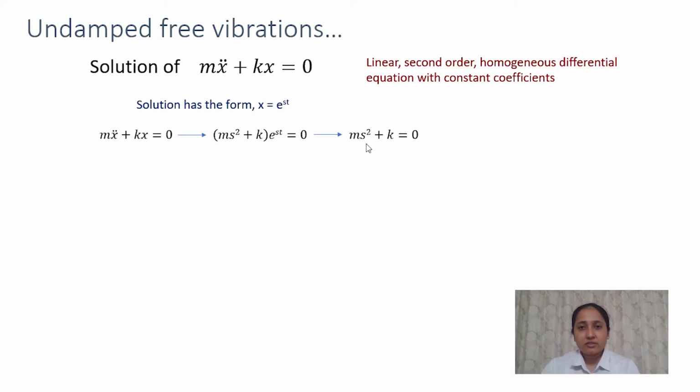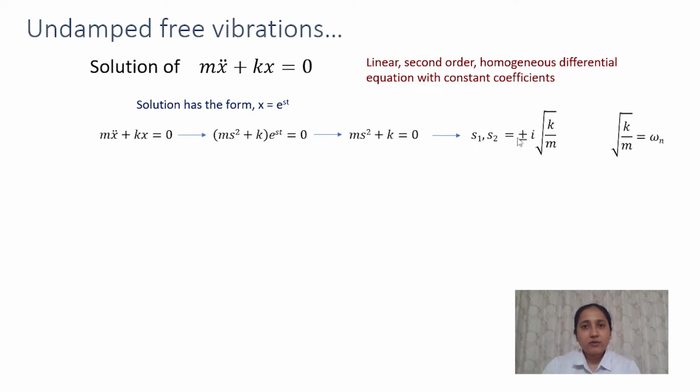If we solve it, we will get two values for s, two complex conjugate values. s1 and s2 are plus or minus i square root of k by m. At this stage, I will substitute this square root of k by m by a variable omega n. We will discuss the physical importance of this value later in this lesson, but as of now, we will just make the substitution.